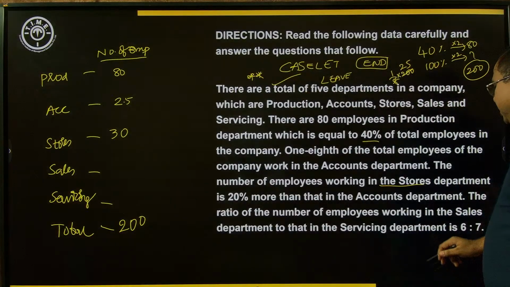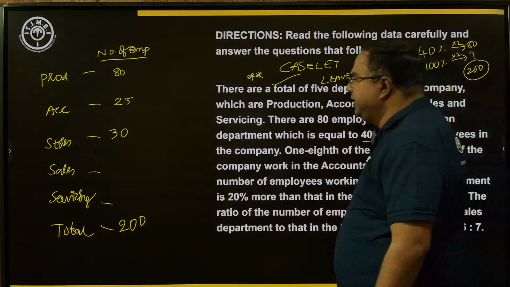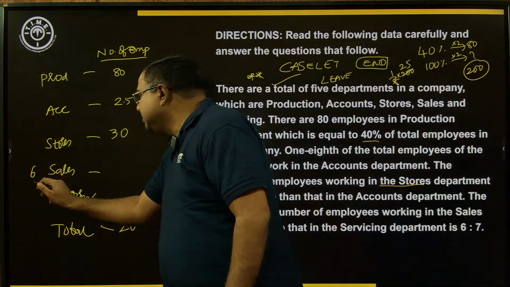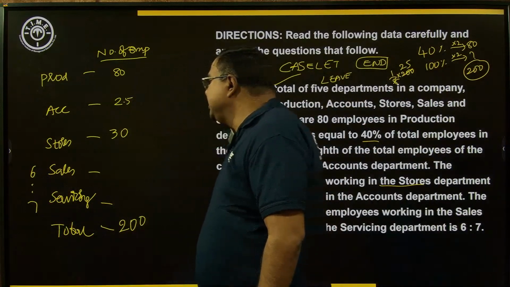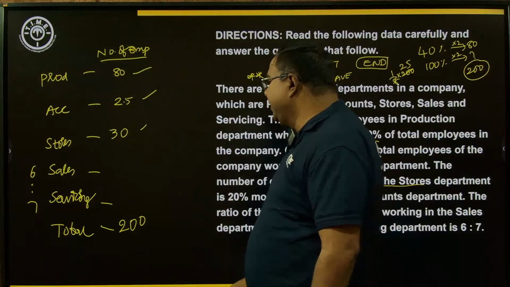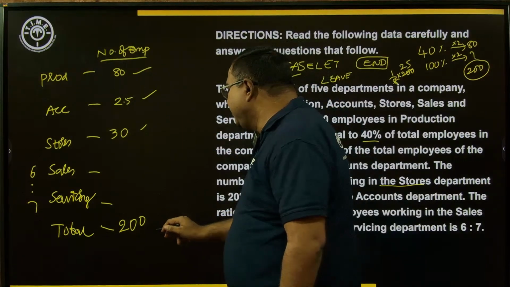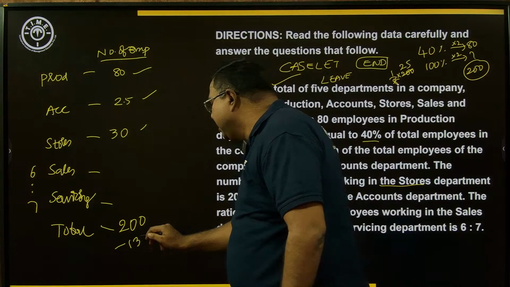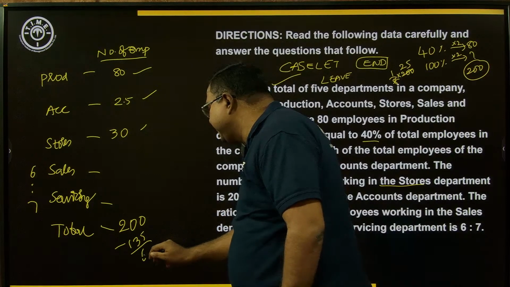Then the ratio of number of employees working in sales department to service department is 6:7. Sales is to service, this is 6:7. What is sales and service total? 80 plus 25, 105 plus 30, 135. So if I remove this 135, the other two have to be 65.